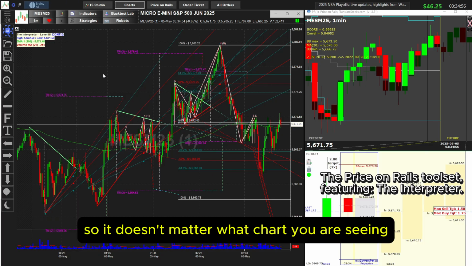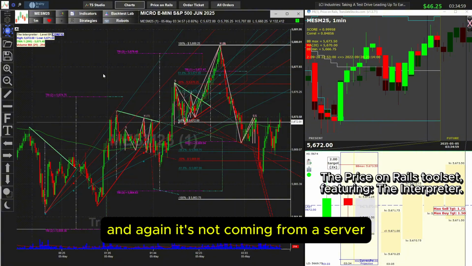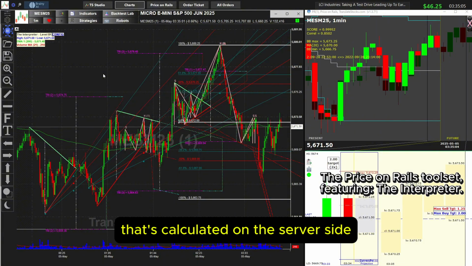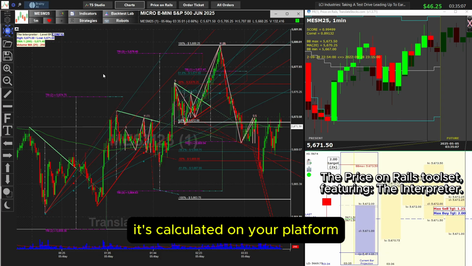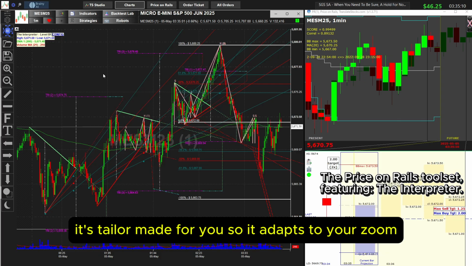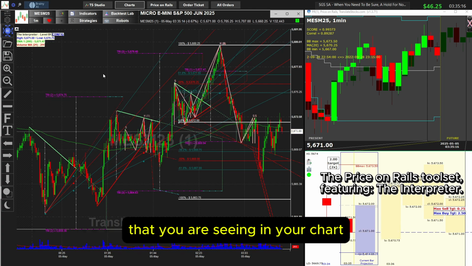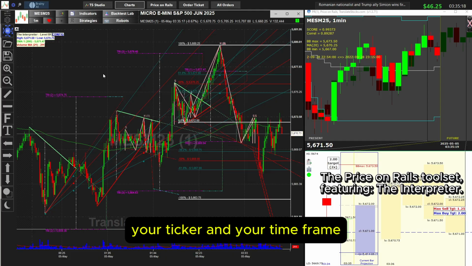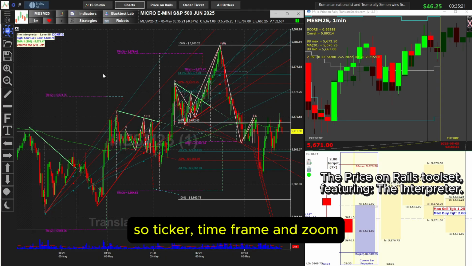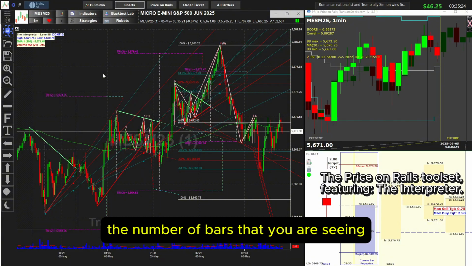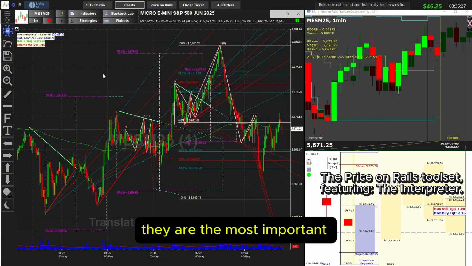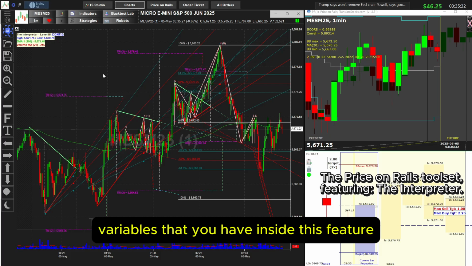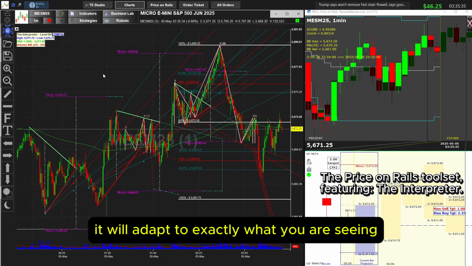So it doesn't matter what chart you are seeing, and again, it's not coming from a server. It's not a feature that's calculated on the server side. It's calculated on your platform. It's tailor-made for you. So it adapts to your zoom, to the number of bars that you are seeing in your chart, and it adapts to, of course, your ticker and your time frame. So ticker, time frame, and zoom, the number of bars that you are seeing, are the most important variables that you have inside this feature. It will adapt to exactly what you are seeing.